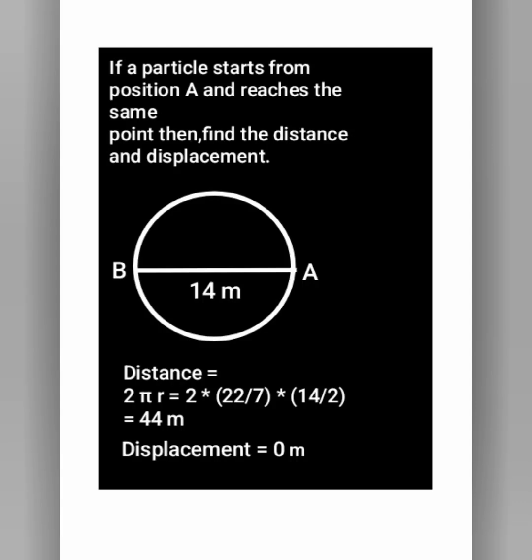And in the case of displacement, you have to remember one concept: if the initial position and the final position of a particle are the same, then the displacement of the particle will be 0 meter. So the displacement will be 0 meter.